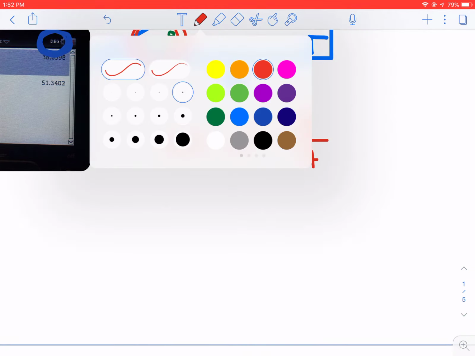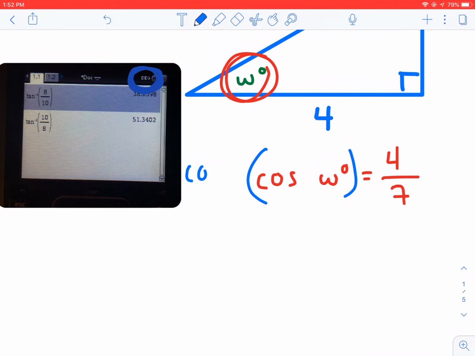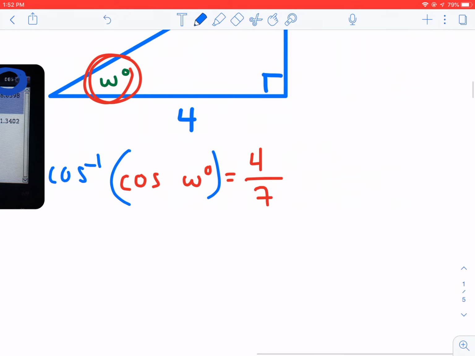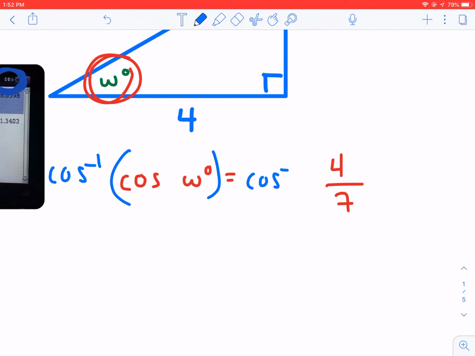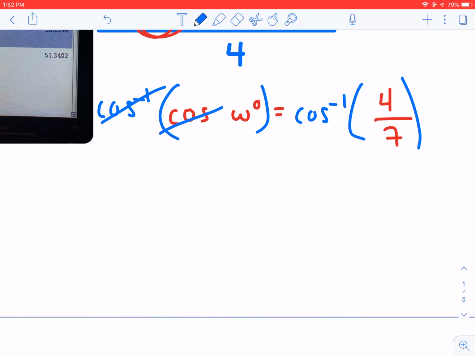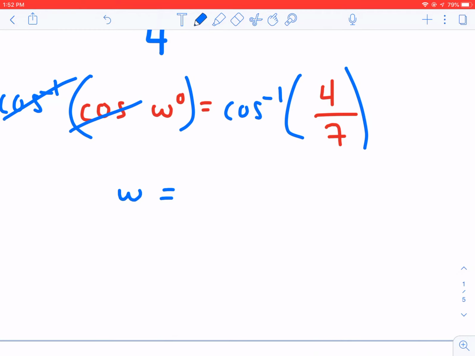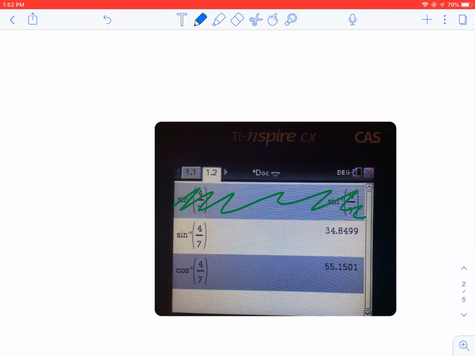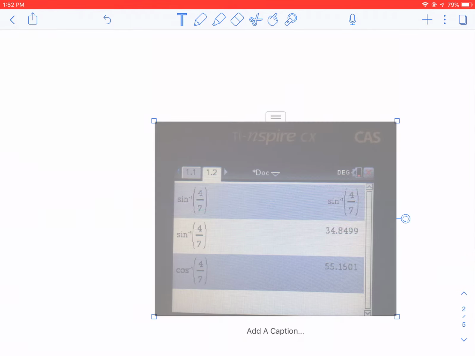And so solving for W, hopefully you get the idea. This is not too bad. We're just going to take the inverse cosine of both sides. Right, inverse cosine cancels out with taking the cosine of something. So we get W is equal to the inverse cosine of 4 over 7. And I did that on the calculator too over here. So you can take a look.